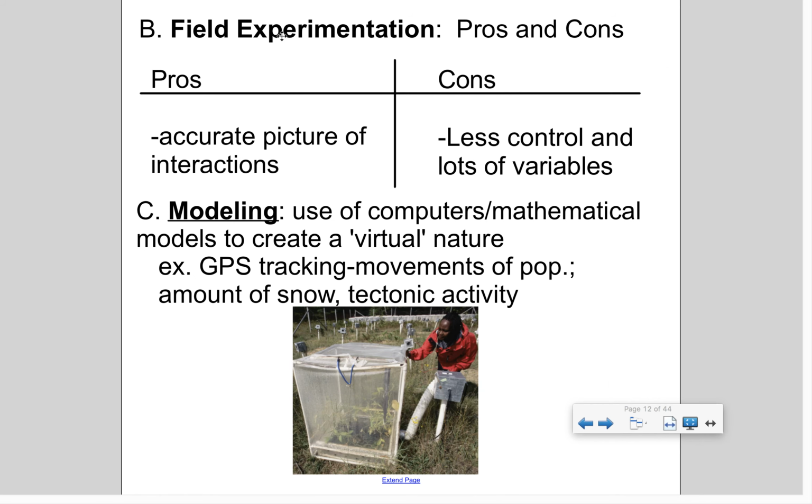Second way is through field experimentation. There are some pros and cons with this. Pros: it gives you an accurate picture of the interaction, but the con is there are so many variables and you don't really have a lot of control over it. When I was in college, when I took ecology, we actually had to do a field experimentation project on our own. And I still remember my friend who decided to look at mole population on campus.